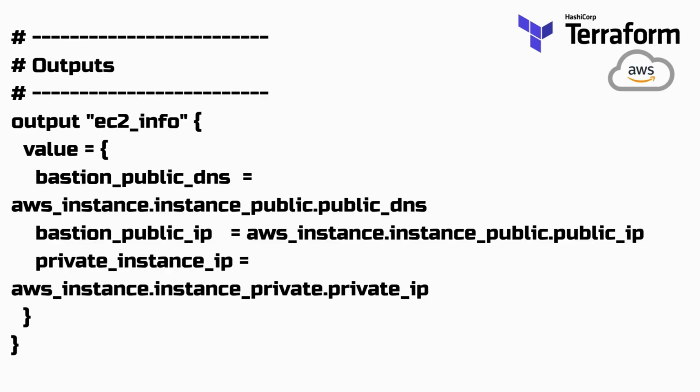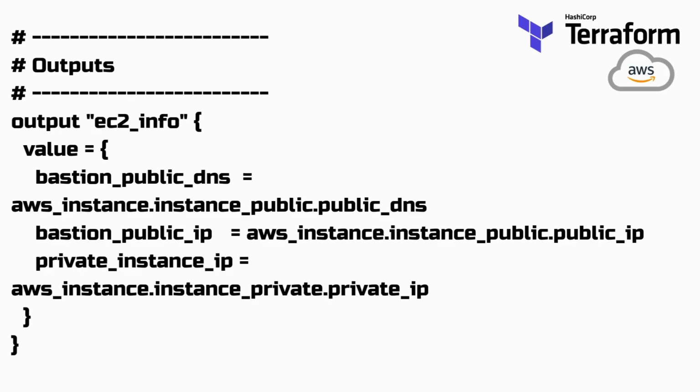First, the Bastion public DNS, which is the DNS name automatically assigned by AWS to the Bastion host. This is useful because it gives us a friendly host name we can use to connect over SSH instead of remembering an IP address. Next, the Bastion public IP, which is the direct public IP address of the Bastion host. This is helpful when you want to test connectivity, or if you prefer connecting by IP instead of DNS.